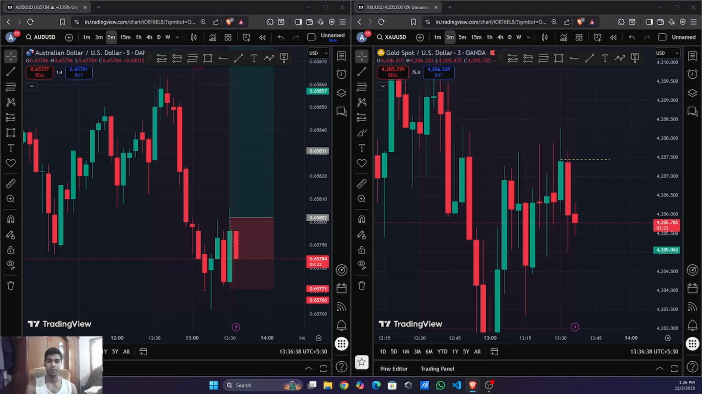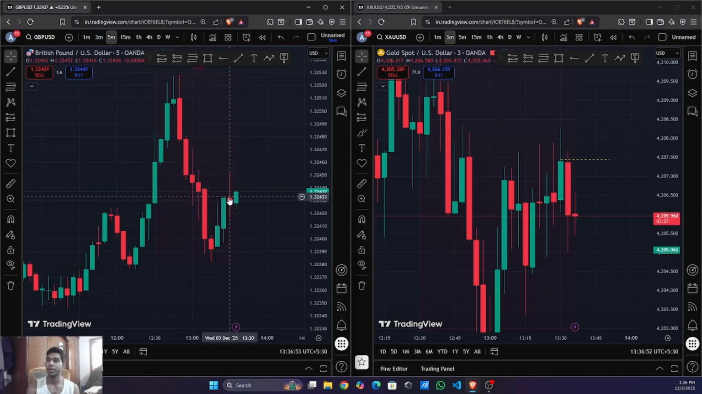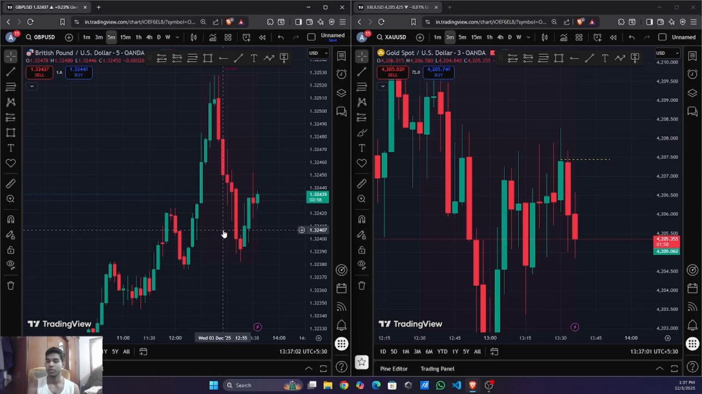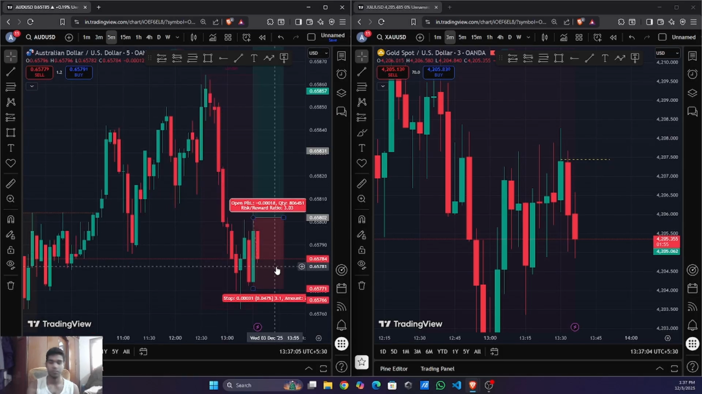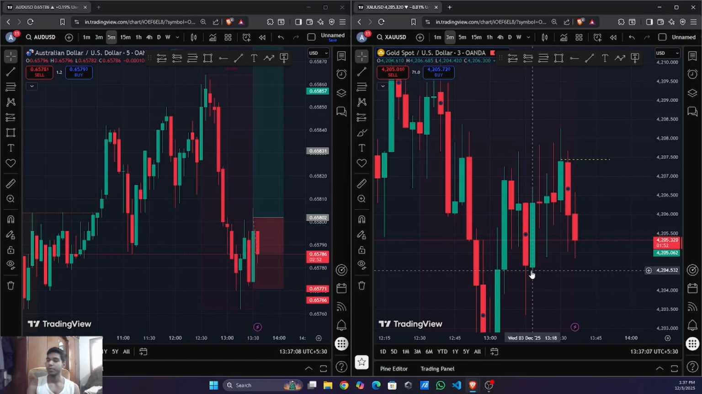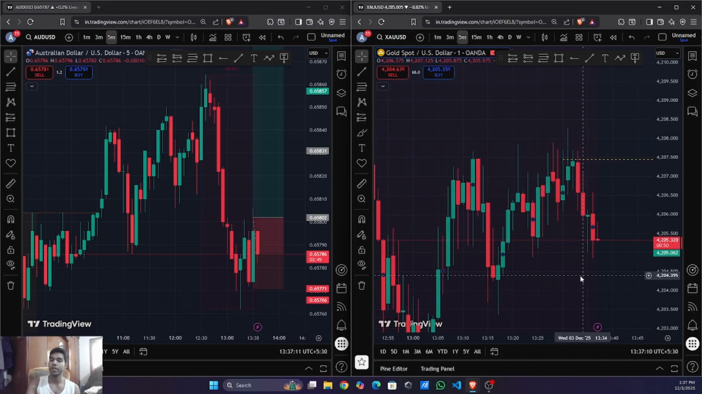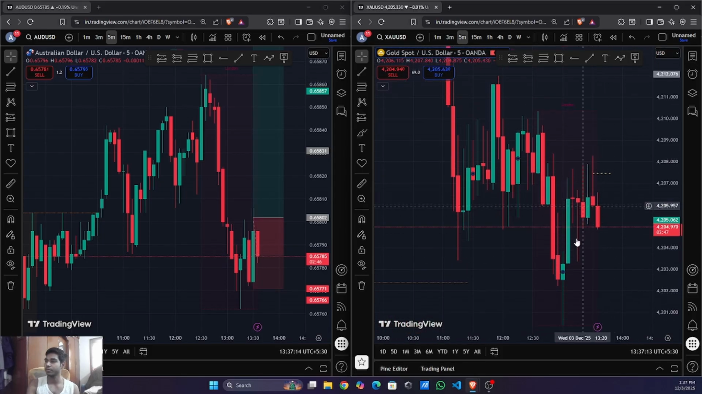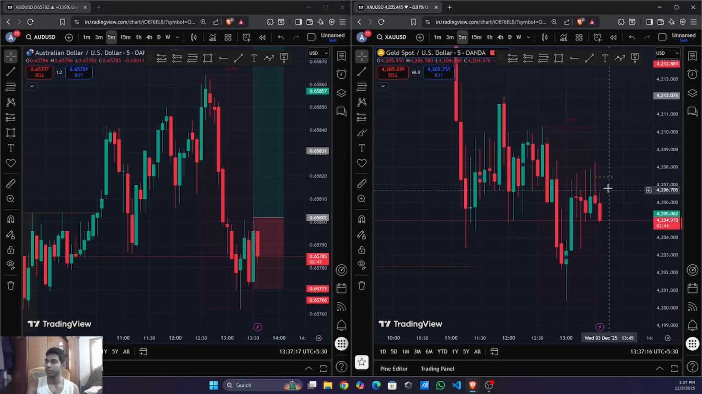GBP is also giving a 5 minute break of structure, but I'll wait for gold rather than trading euro or GBP. GBP is looking better than AUD because the break of structure happened over here, and in AUD it happened somewhere around here. So this is the more momentum. But if it hits SL, then both will hit SL after all. Maybe we won't get a trade in gold. That's fine. If it gives a breakdown, then I will not trade. It's good if it is manipulating.